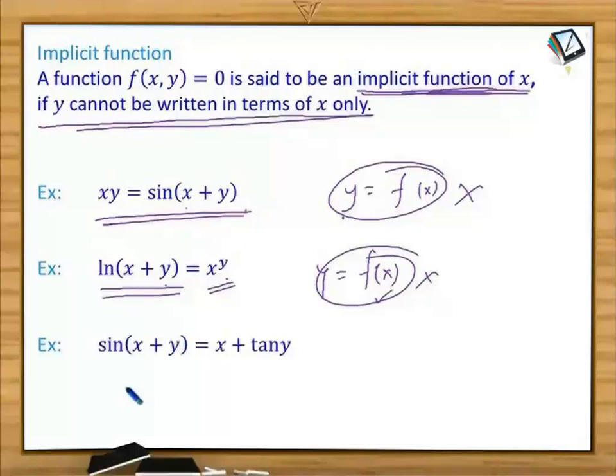Now, let us see one more example of the same thing. Now y is present in tan y. The y will also be present as sin y and cos y terms on the right hand side. So the sin y term, cos y term and tan y term cannot be separated and expressed only in terms of x. So this is also not possible to express in the form y equal to f of x. That's why this is also an example of an implicit function.